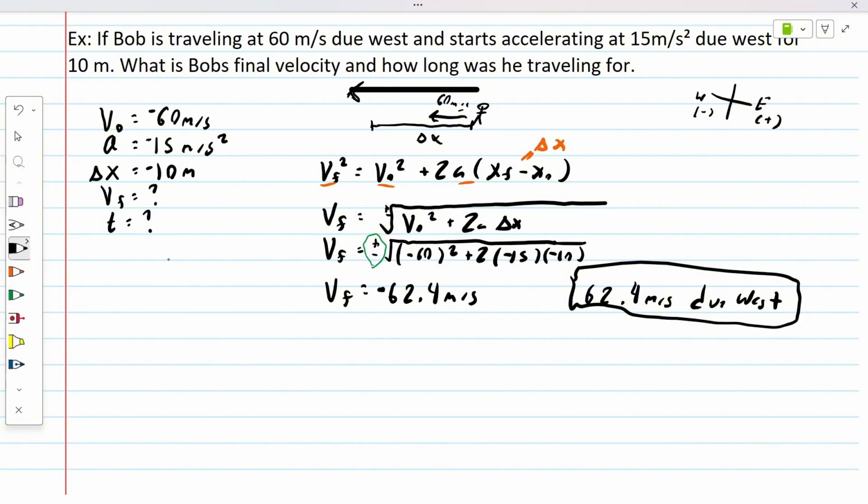So we can use this first equation, Vf is equal to V naught plus AT, and we want to solve for t. So we can subtract, so Vf minus V naught equals AT. And if I just solve for t now, t is equal to Vf minus V naught over acceleration.